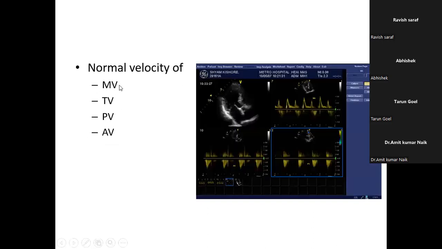Name the normal velocity of the mitral valve. Sir, mitral valve velocity is 0.6 to 1.3 meters per second. Half of that for tricuspid valve, 0.4 to 0.7. Aortic valve will be 1 to 1.7, and pulmonary valve is half of that, 0.5 to 0.9. All right, 0.4 to 0.9. Thank you, Sumit.